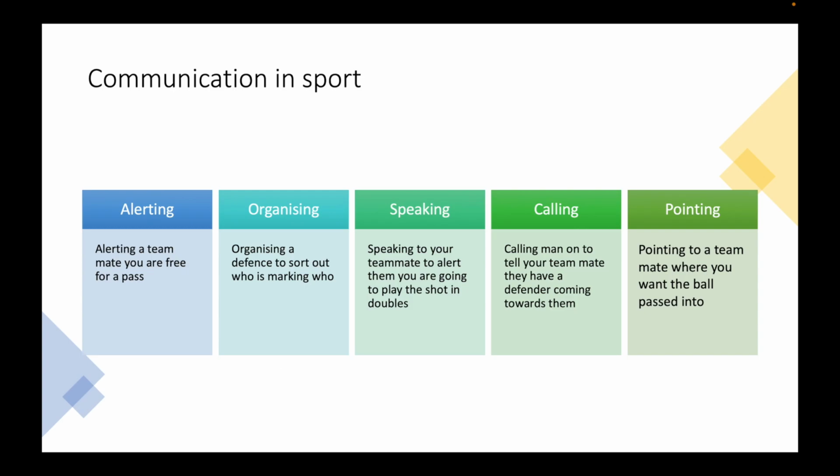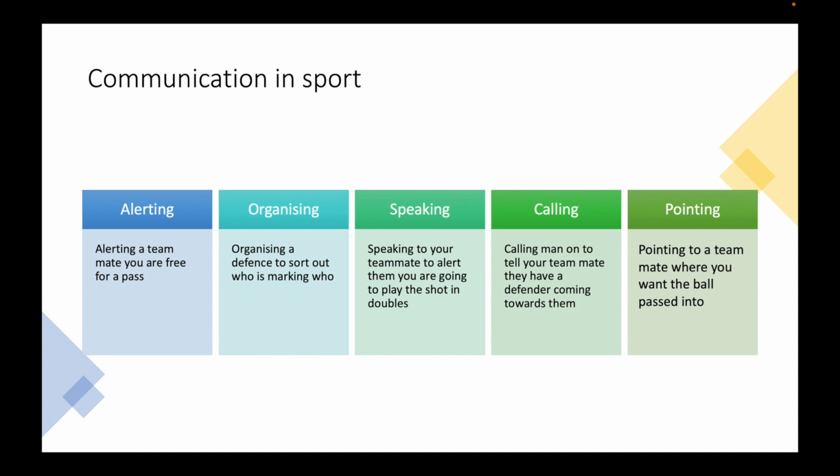Now, some examples of communication and how they relate to sport are about alerting someone if you're in a free space to receive a ball in netball. It could be about organising a defence, organising our man-to-man marking at a corner in football. It might be about speaking to your teammate and telling them that you're about to hit the shuttle in badminton if you were playing doubles.